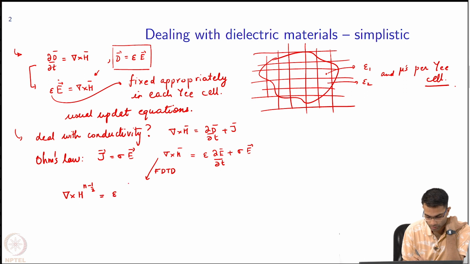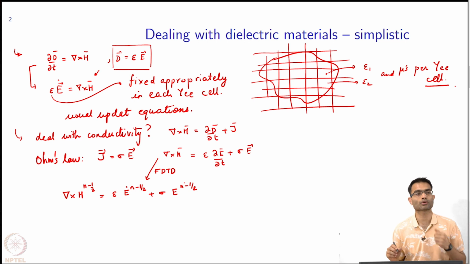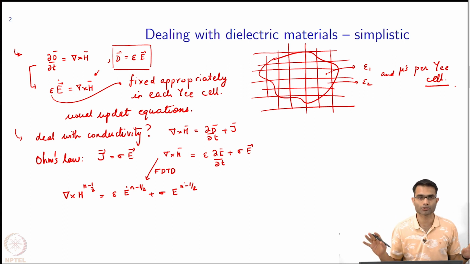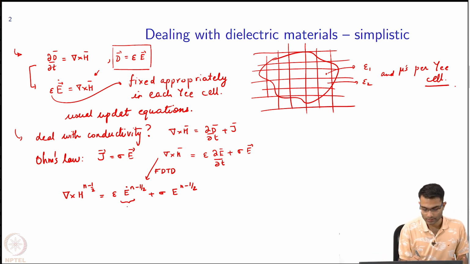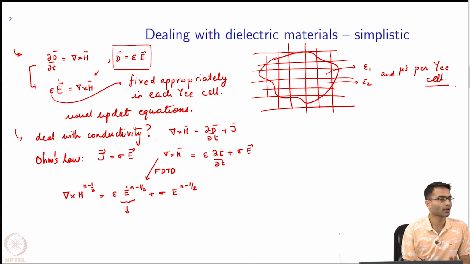and epsilon E dot at n minus half, the same time instant, okay, plus sigma E at n minus half. I have just written down the whole equation in discrete form. If the left hand side is at time n minus half, the right hand side should also be at time n minus half. Now, this is not a problem because I am implementing this by finite differences.